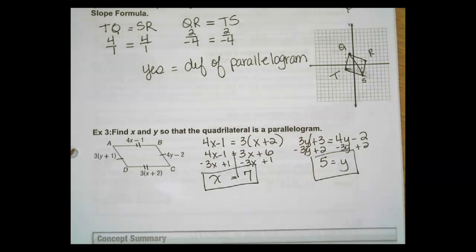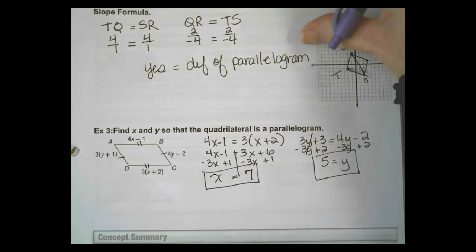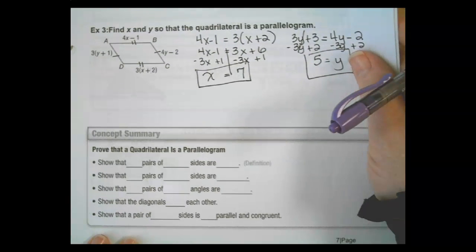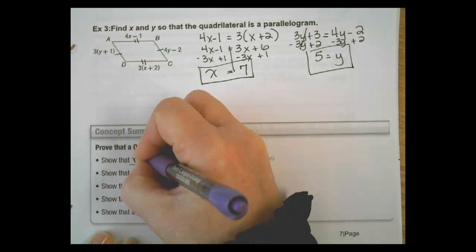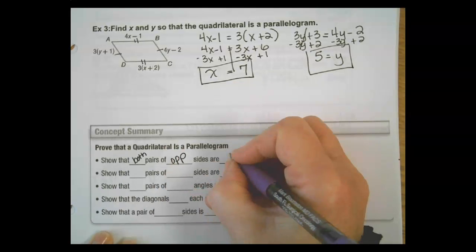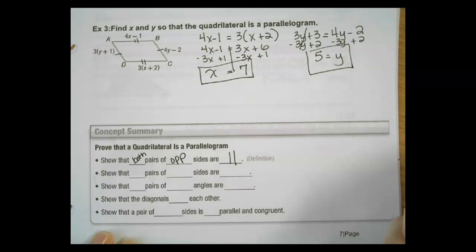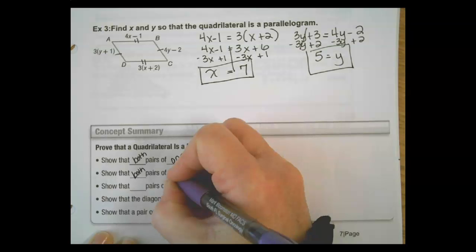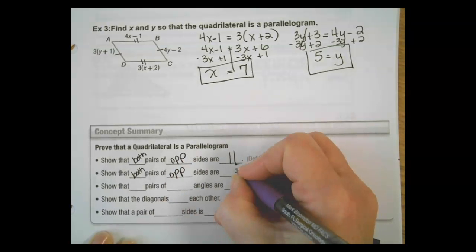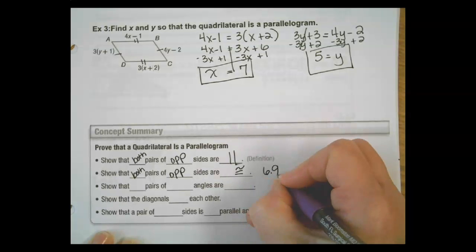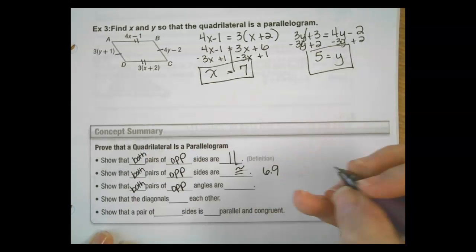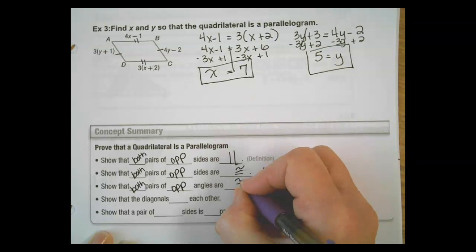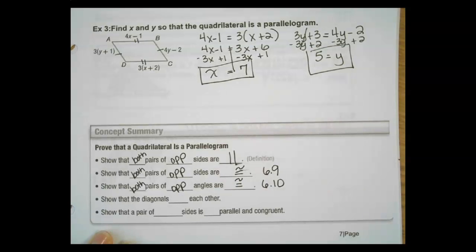So it just said to find x and y. So we do not have to plug these back in yet. Okay, but always pay attention to that. Okay, so down here, this is kind of like a summary. So to prove a quadrilateral is a parallelogram, show that both pairs of opposite sides are parallel. That's the definition. Both pairs of opposite sides are congruent. That's 6.9. Show that opposite angles are congruent. That was 6.10. Show the diagonals bisect each other.